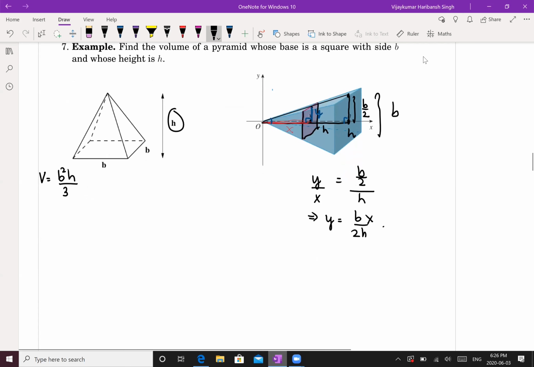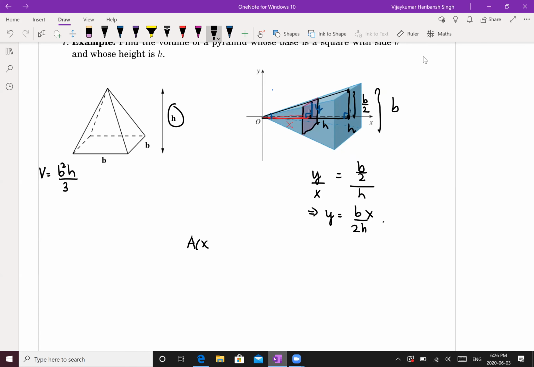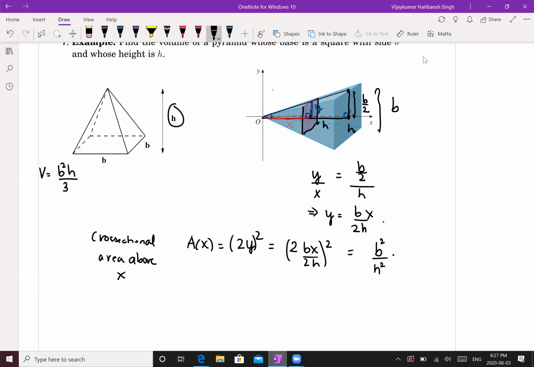So now what is the cross-sectional area? So A of X, the cross-sectional area above X, is given by what? Double this y, so 2y will give me the side, and then you need to square it. But it has to be written in terms of x, so we have 2 times b x by 2h, the whole square, which is the same as b square by h square times x square.